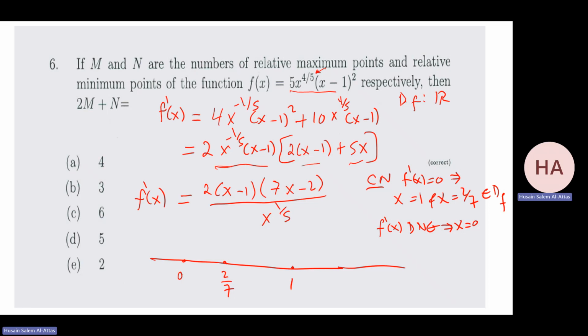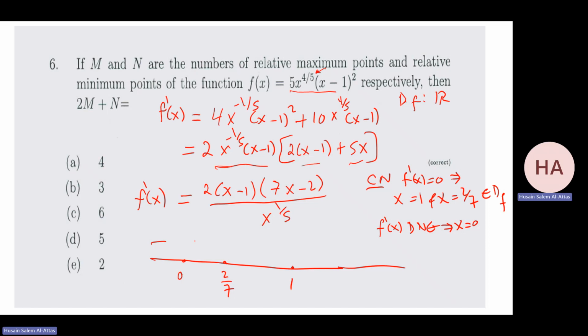Take a value before 0. Take minus 1, for example. It will be negative, negative, negative. So that will be negative. Take a value between 0 and 2 over 7, for example, I take 1 over 7. It will be negative. Here I plug it. I have what? 1 minus 2, negative. This is positive. That will be positive.